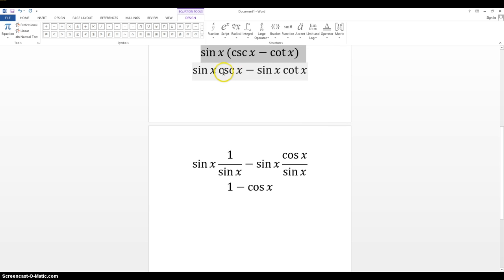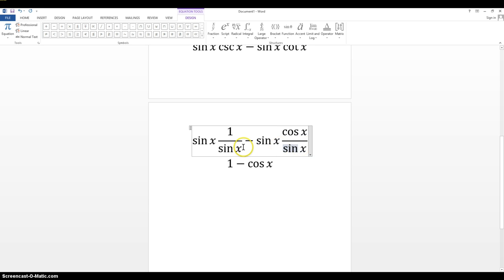My last part was to rewrite cosecant right here into 1 over sine, and then cotangent into cosine over sine right here. Okay, on the first term, my sines canceled out, which only left me with 1, and I brought it down. I brought down my minus sign, and then my sines canceled out to only leave me with cosine of x, and that's what I have as my simplified version: 1 minus cosine of x.